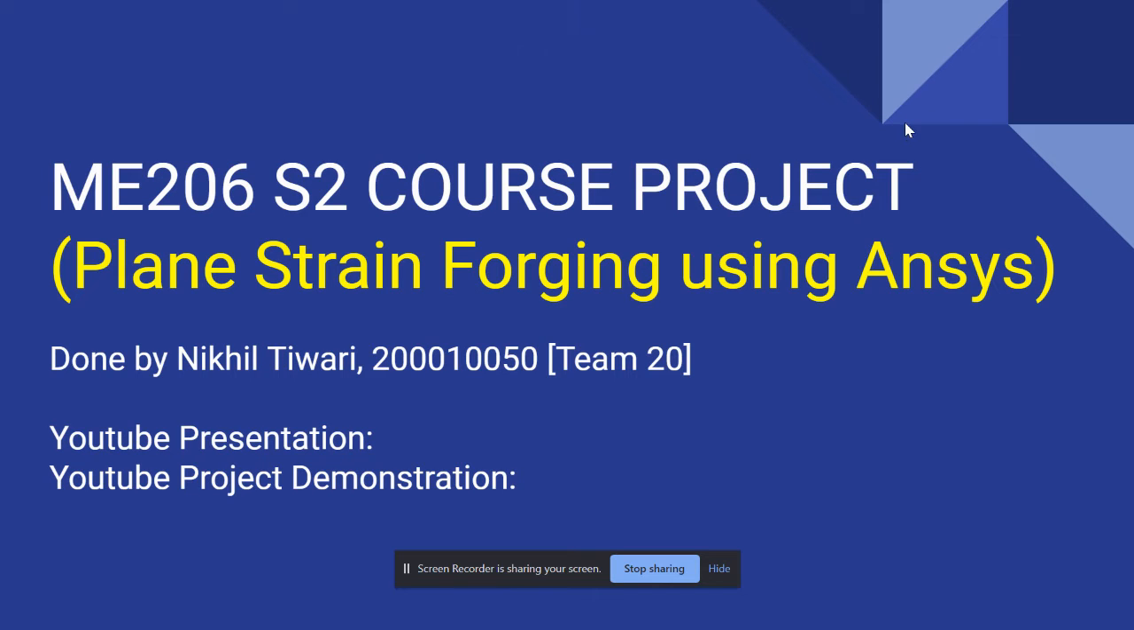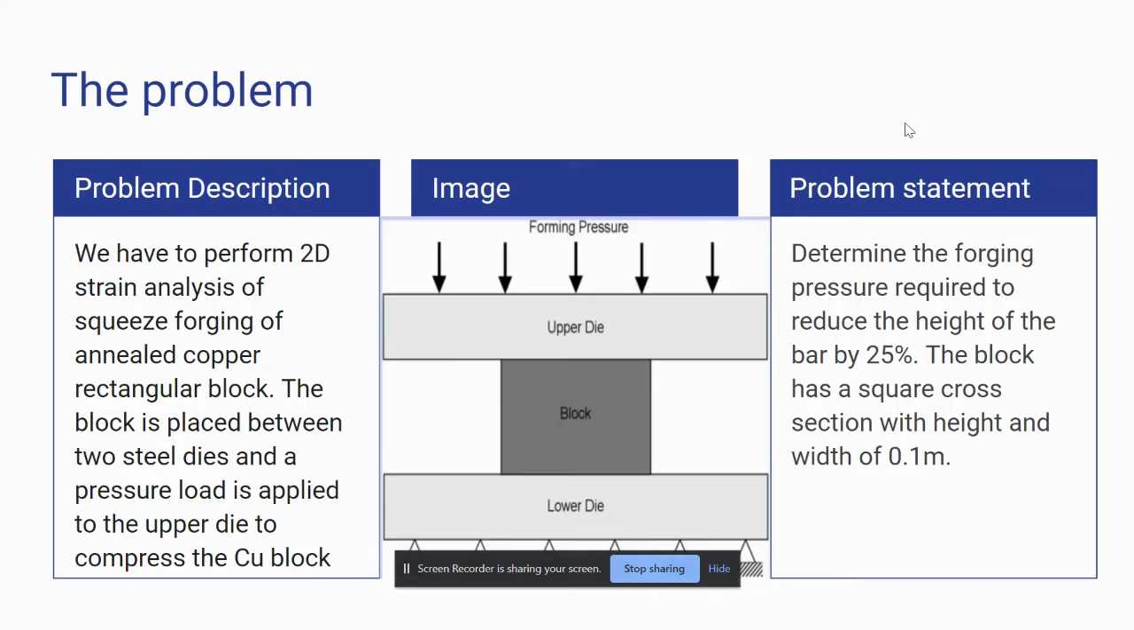So this is the ME206 S2 course project. The topic is plane strain forging using ANSYS. It is done by team 20. So the problem description is as follows.